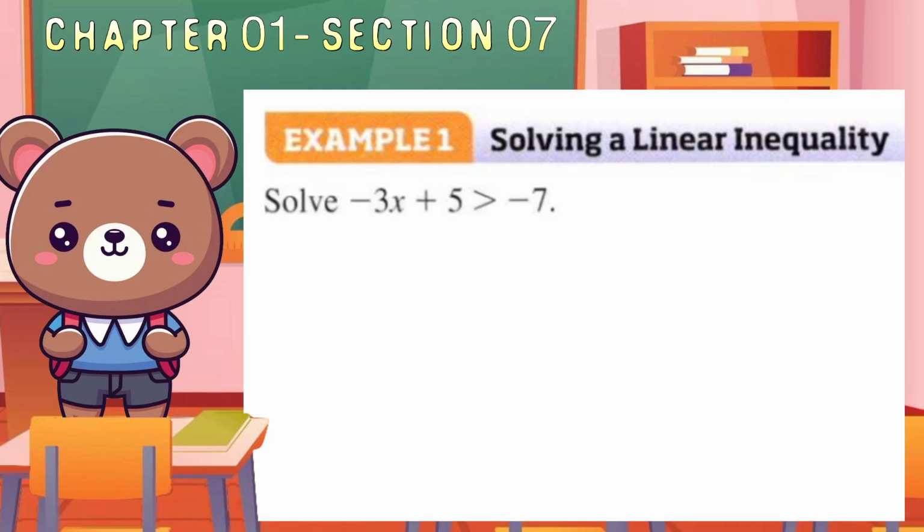But anyhow, here we have a classic linear inequality, and this is asking us when, right? When is this linear equation, negative 3x plus 5, when is that going to be greater than, above, higher than the value of negative 7?